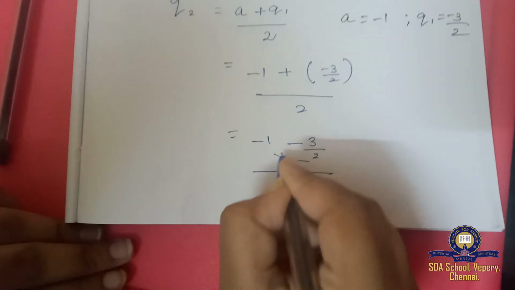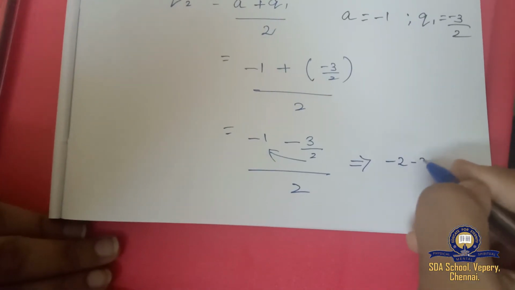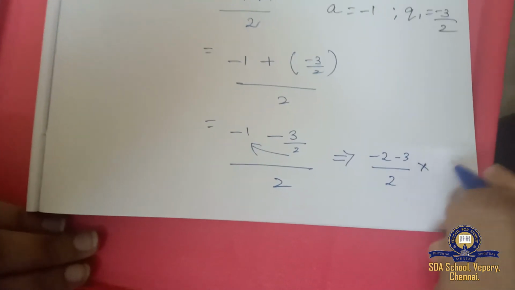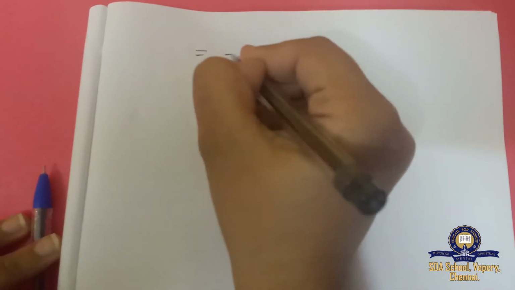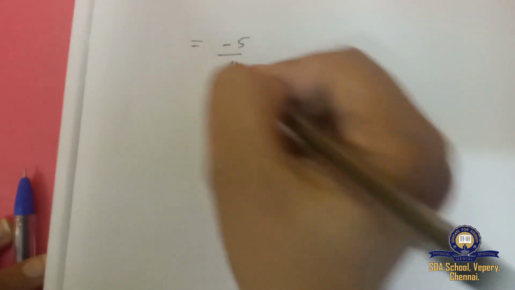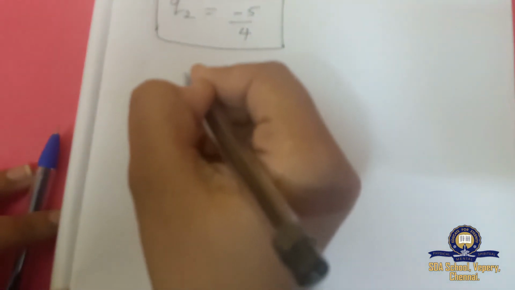Next we have to take the LCM. What will happen? It will become (-2 - 3)/2 into 1/2. You get it? It becomes equal to -5/4. Okay, Q2 equals -5/4. Let's box it up. Next I have to find what?